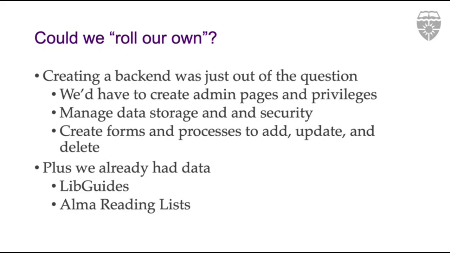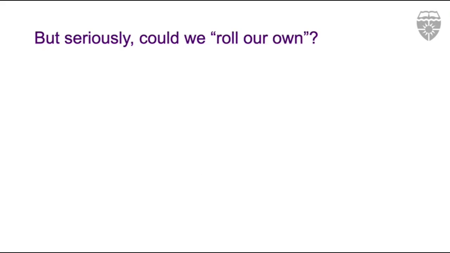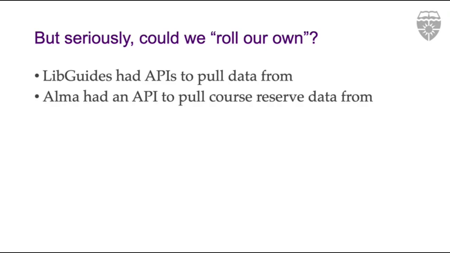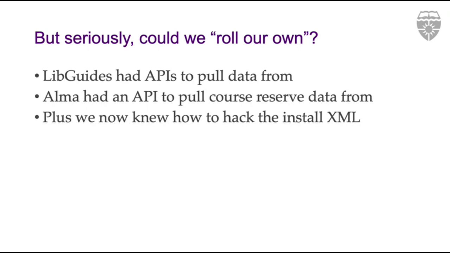And we already have the data. We had it in LibGuides and we had it in Alma reading lists. So why rebuild it all? But seriously, could we? LibGuides has APIs to pull from. We have LibGuides CMS, which has APIs. Alma had an API to pull course reserve data from. Plus, we kind of now knew how to hack the XML, and we kind of knew what an XML configuration file looked like.